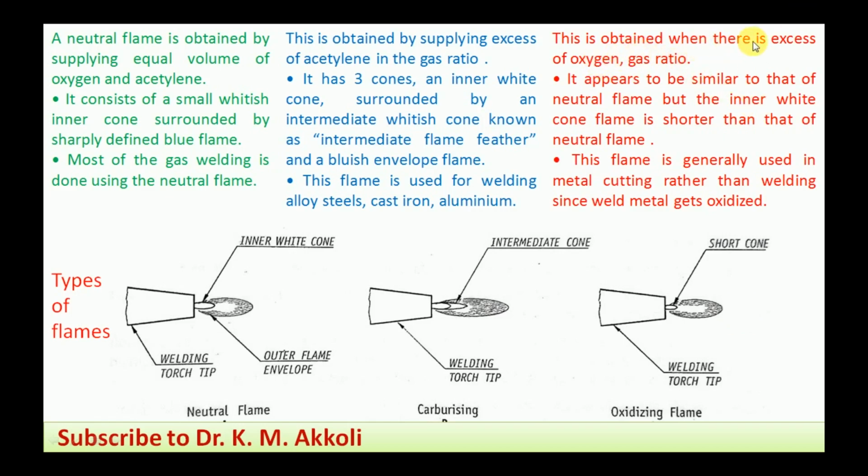This is obtained when there is excess of oxygen gas ratio. It appears similar to the neutral flame, but the inner white cone flame is shorter than that of the neutral flame. This flame is generally used in metal cutting rather than welding, since weld metals get oxidized. These are the 3 types of flame, and for different applications we are going to use the particular flame.